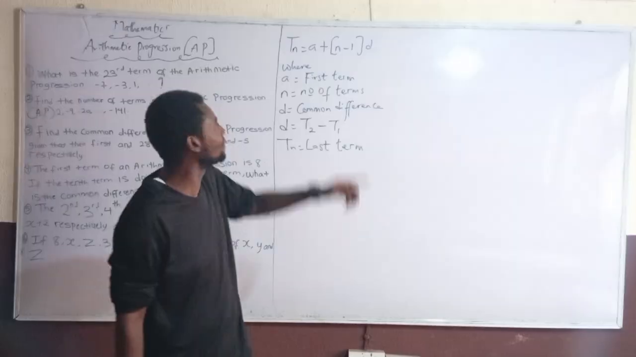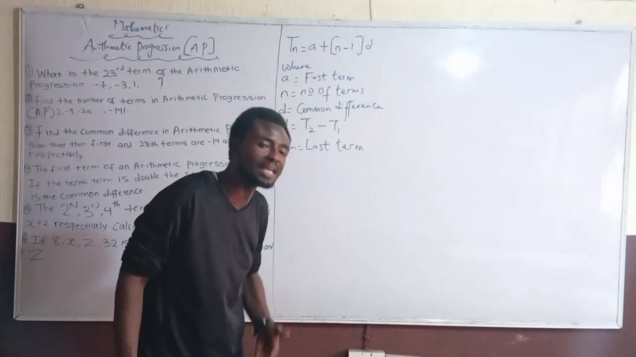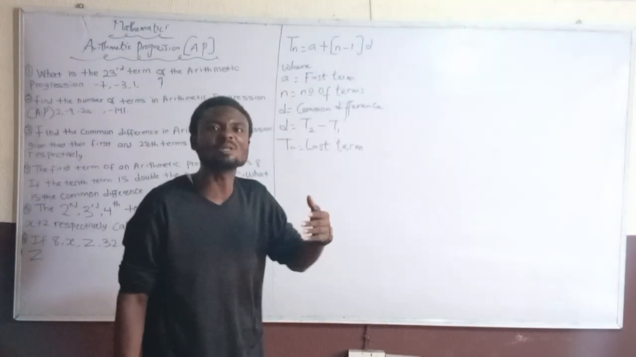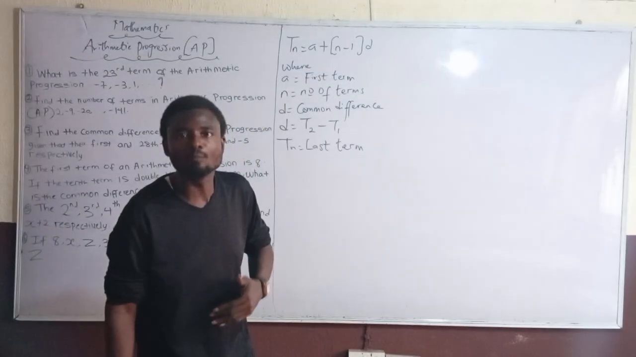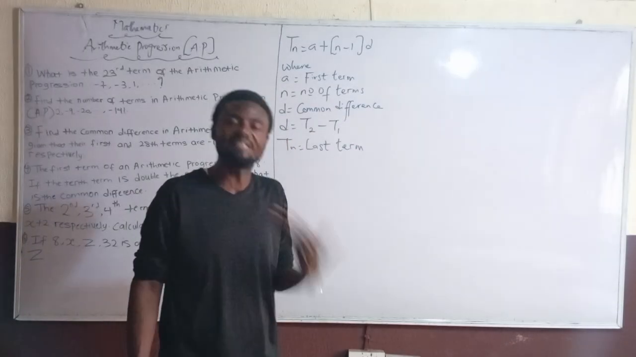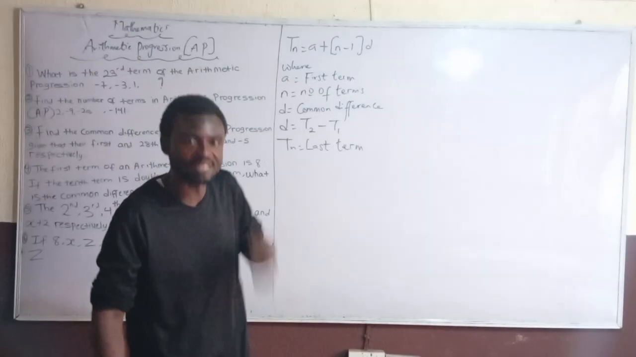T3, that is the third term, will be A plus 2d, because the number of terms will be 3 minus 1, 2. A plus 2d. T4, the fourth term, will be A plus 3d. The ninth term will be A plus 8d. The 10th term will be A plus 9d. The 6th term will be A plus 5d. Because you are subtracting 1 from the number of terms.